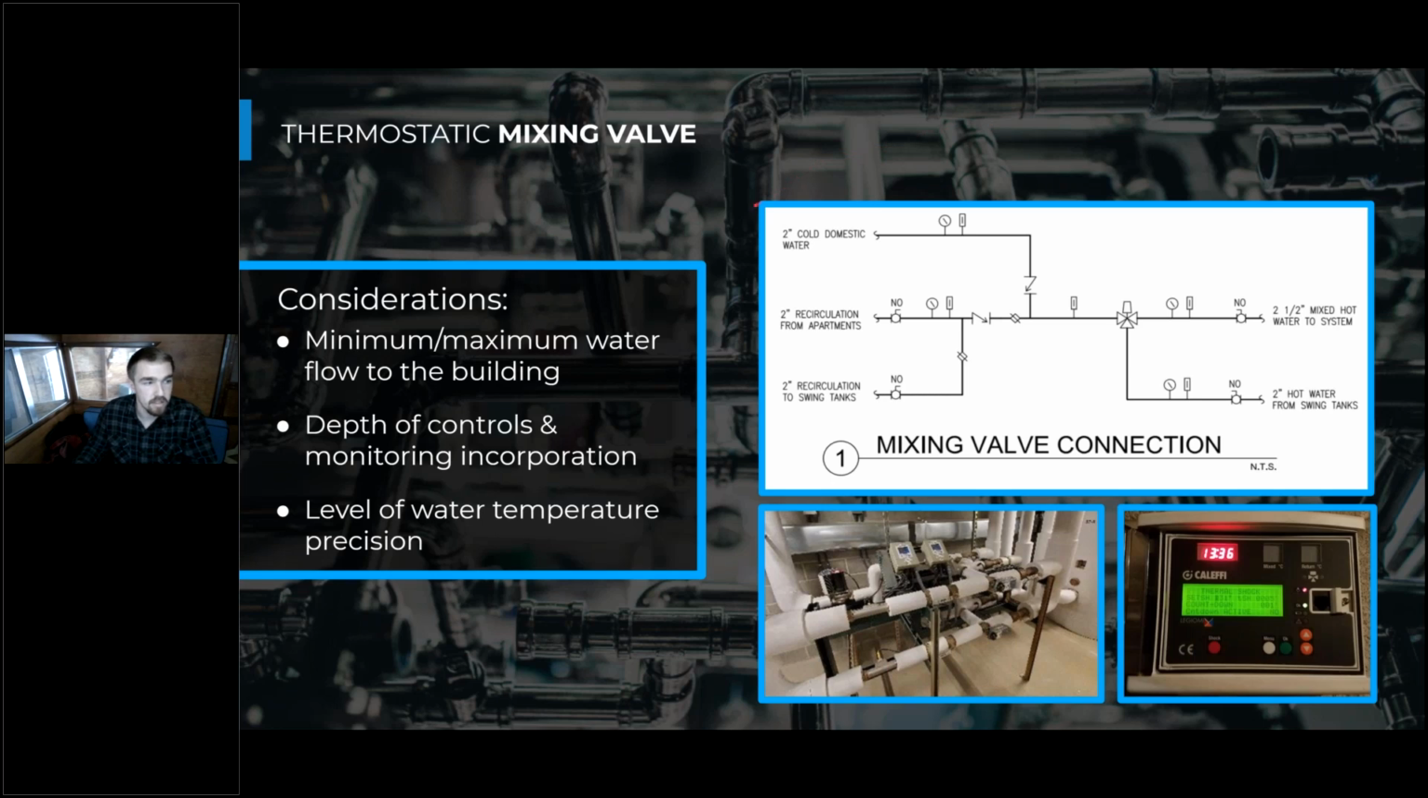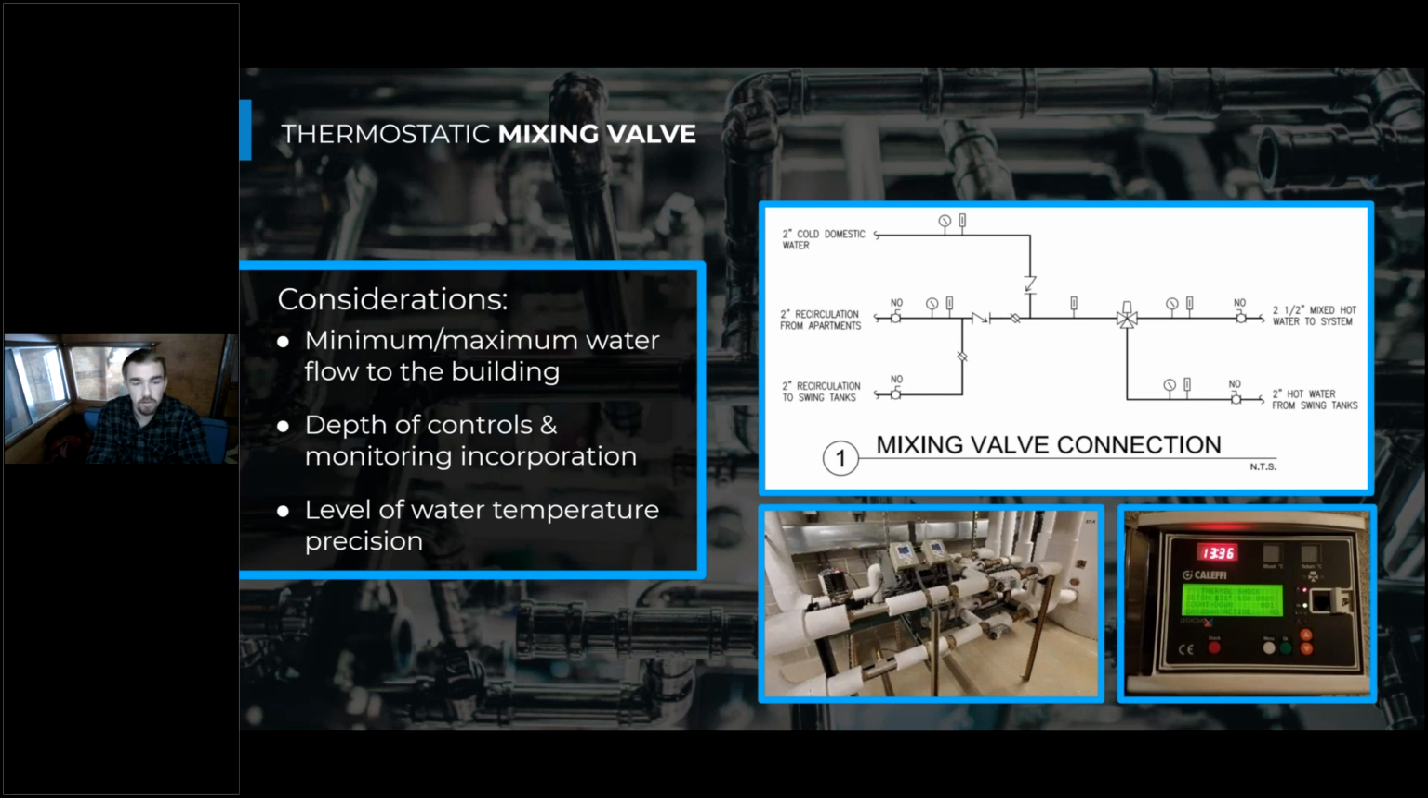One of those considerations is the minimum and maximum water flows that the building will see, because these mixing valves have a minimum flow requirement, and if the flow dips below that, it will no longer provide the right temperature to the building. So it's really important that your circulation loop that's constantly pumping can satisfy the minimum flow rate that your mixing valve requires, so that you can always provide the right temperature to the building.